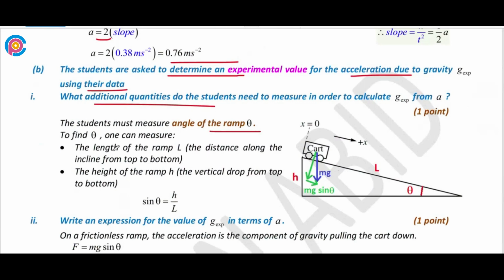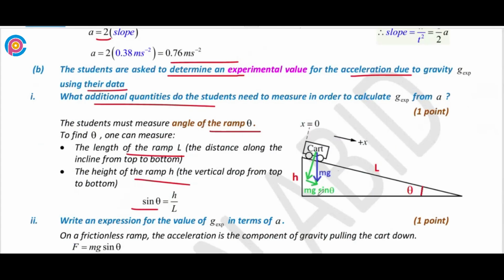To find theta, we can use the length of the ramp, the distance along the top to the bottom, and the height of the ramp, the vertical drop from top to bottom. So sine theta is equal to h over L. We can measure sine theta to use with the acceleration.